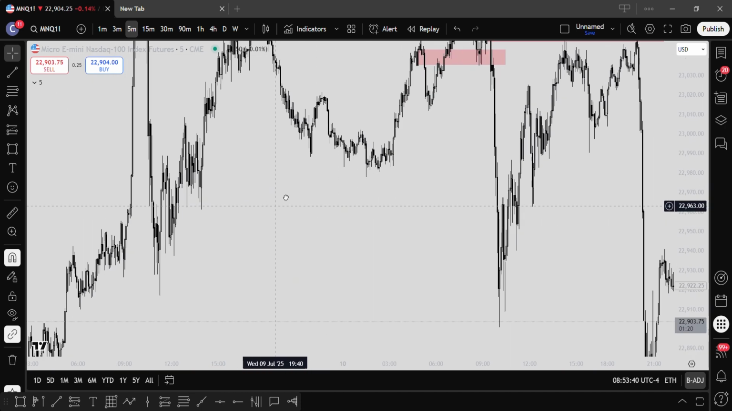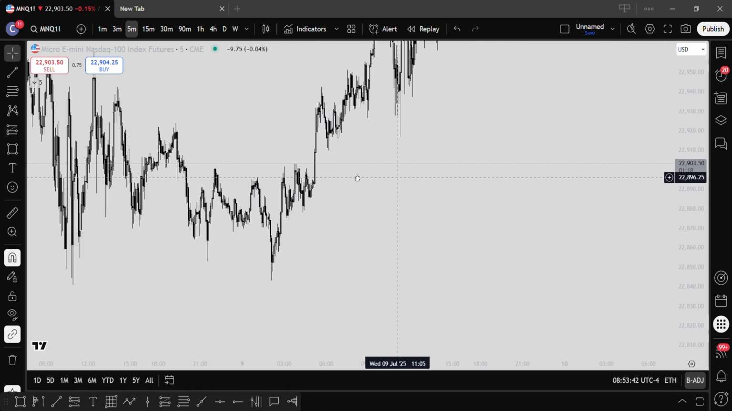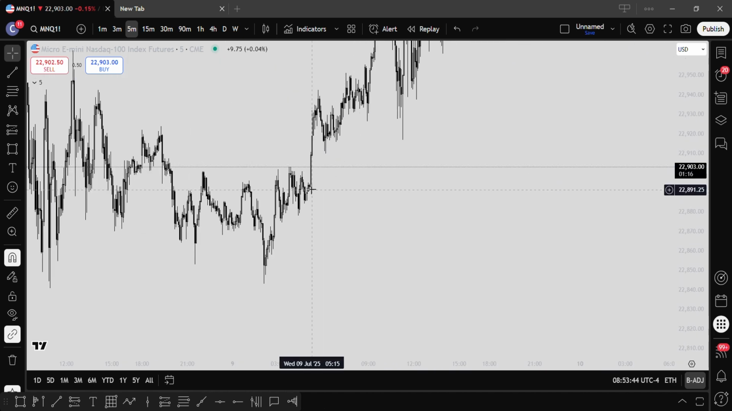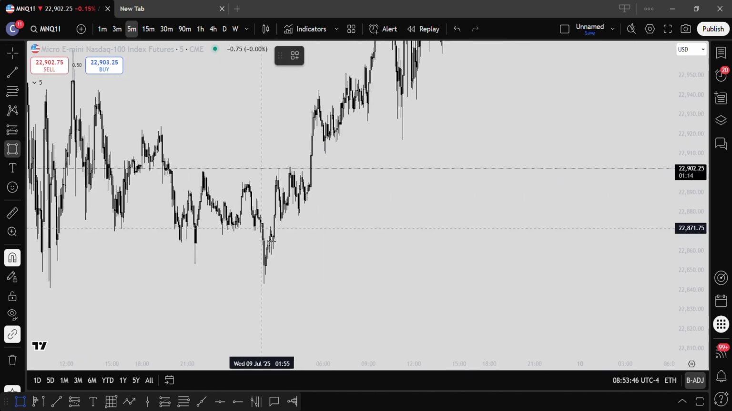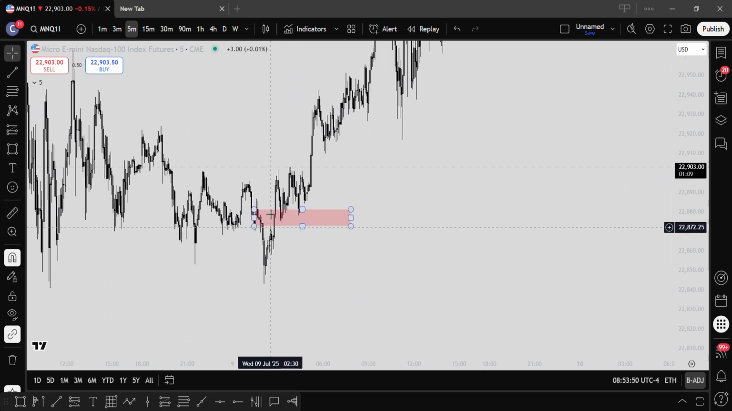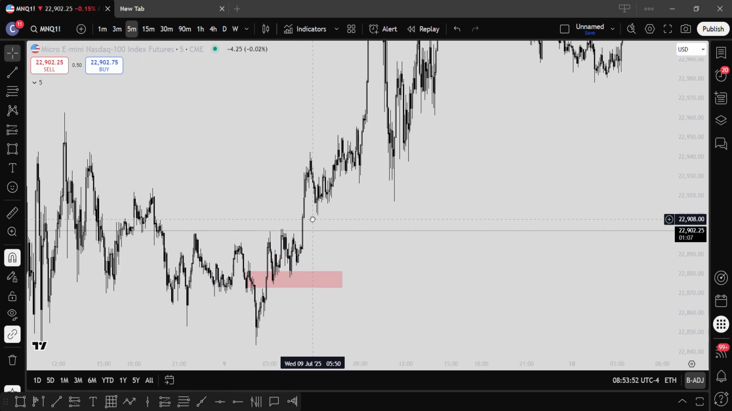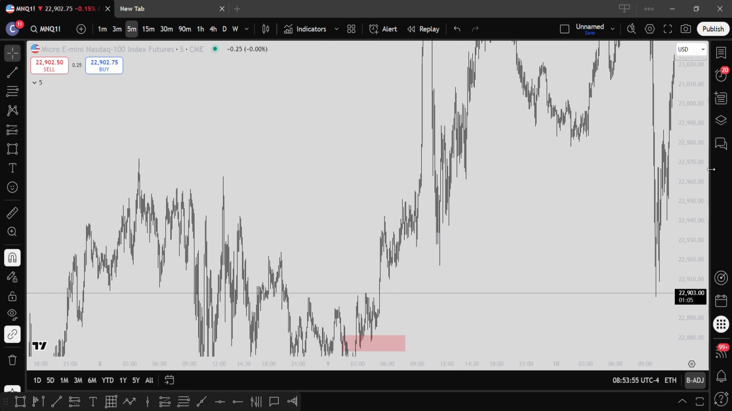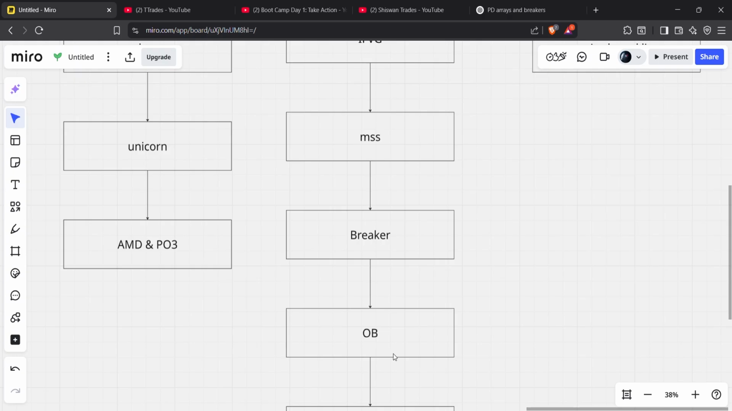Sometimes they're going to get disrespected. As I said, you always have to align it with other confluences. Here's another one. It creates a market structure shift, then retraces to the breaker, then goes up. That's basically it.